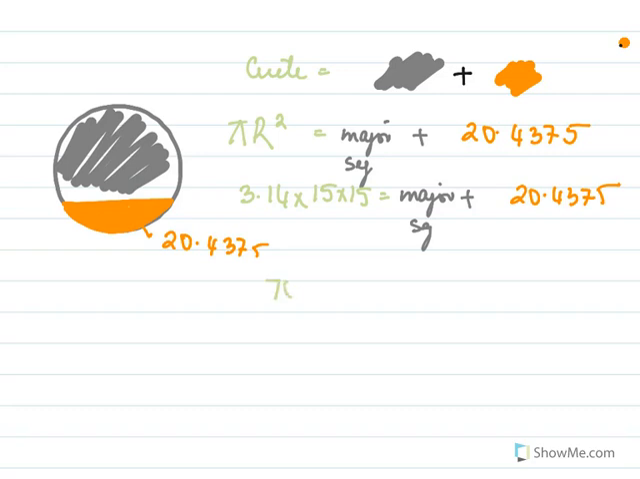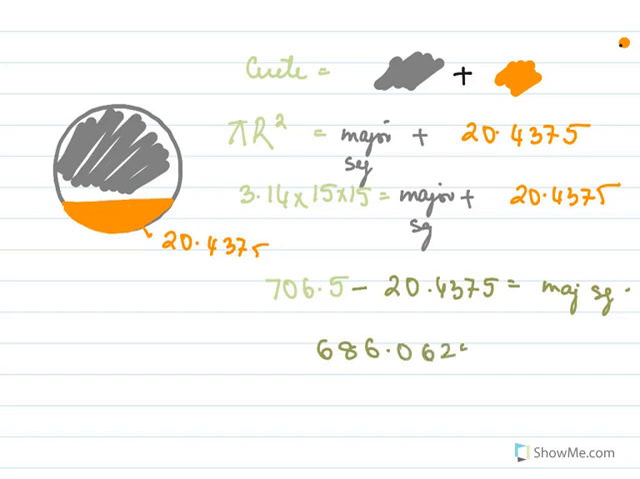So on calculation, the area of the circle will be 706.5 minus the minor segment, which is 20.4375, will be equal to the major segment, and on calculation you will get 686.0625 centimeter square is the major segment.